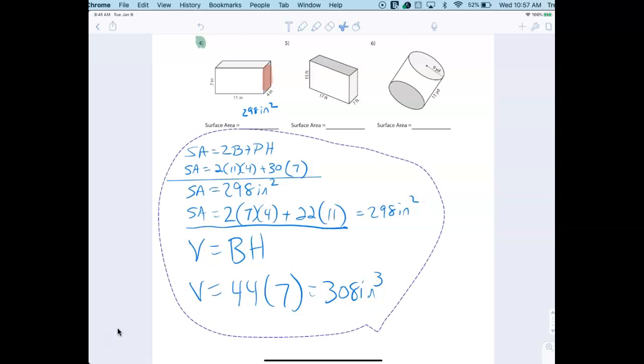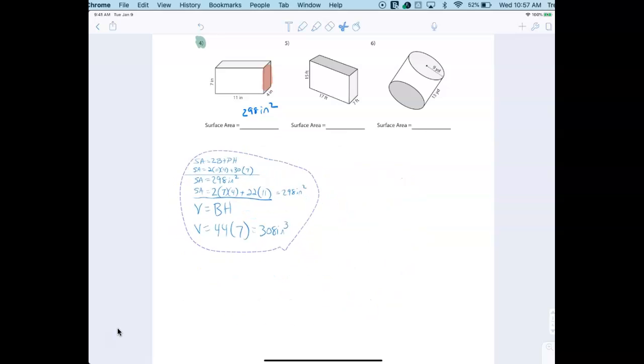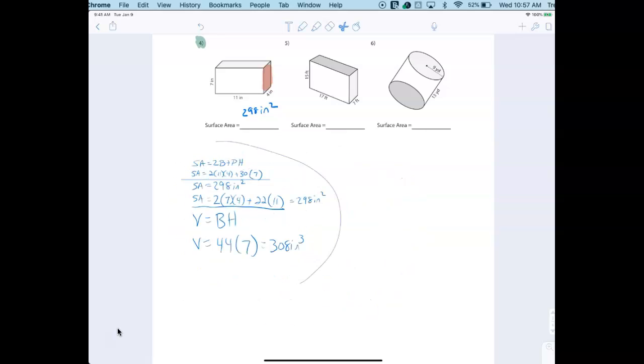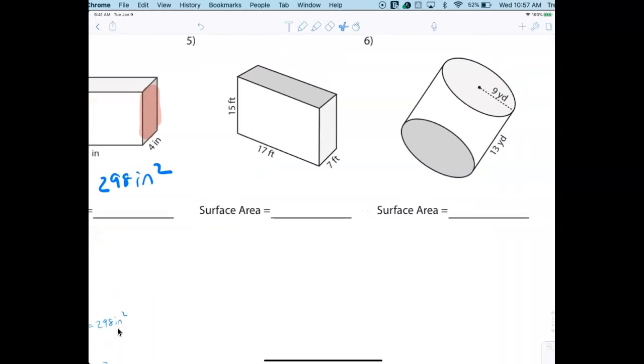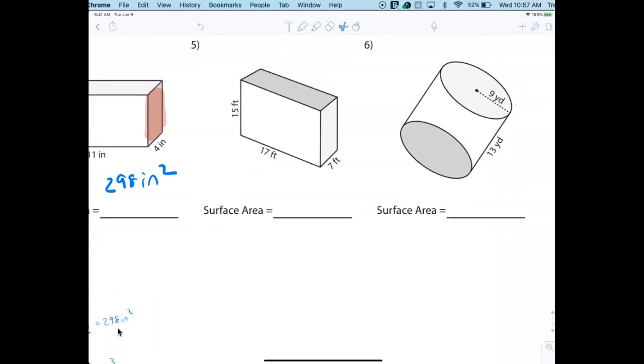So that's number 4. If you got it right, you can pat yourself on the back. That's a pretty good job. All right. Now everybody's with me on number 5. Just in the interest of time, guys, what do I want the base to be? What dimensions of the base? 17 times 7. That's the way I'm looking at it.